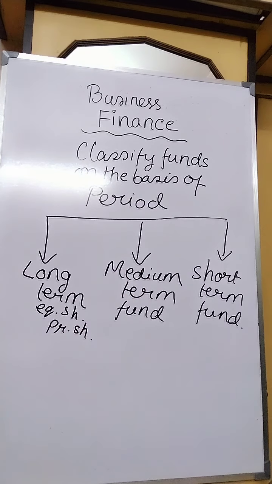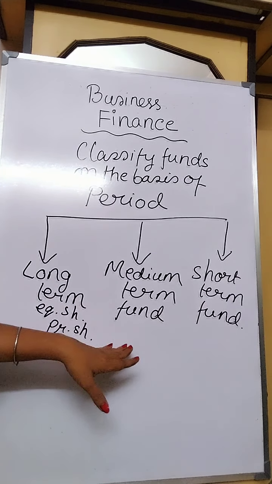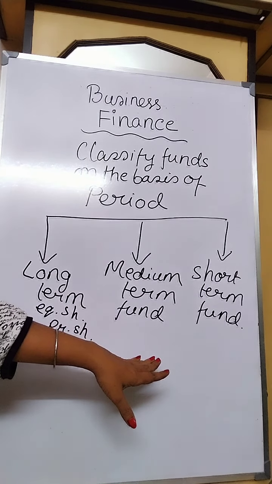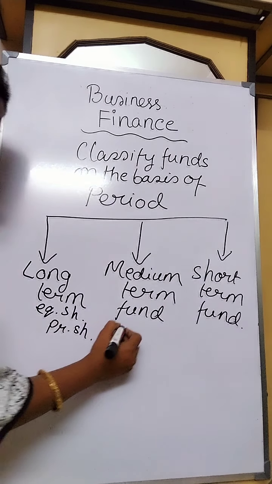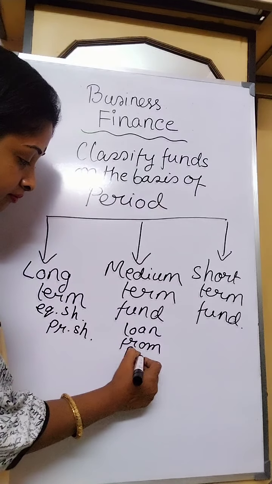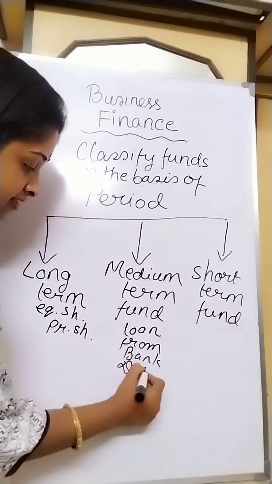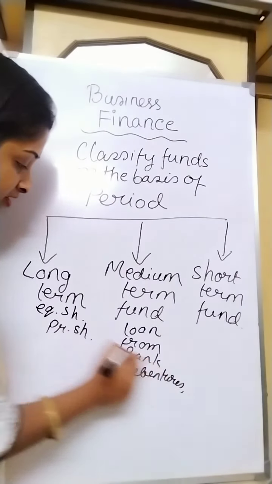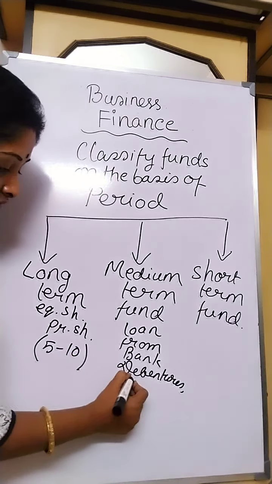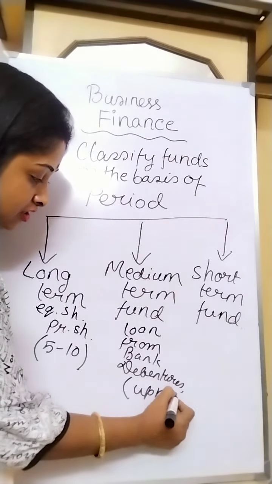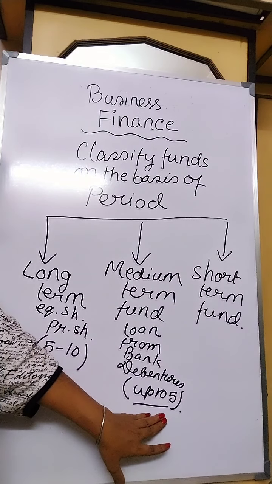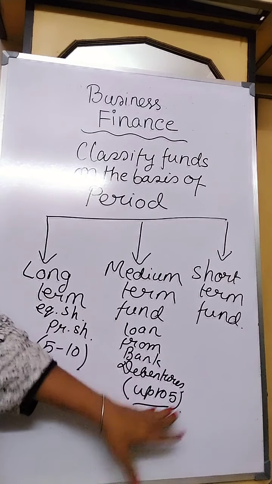Next comes the medium term fund. Medium term funds are required for upgrading technology and introduction of new products. The sources are loans from banks, debentures, etc. Funds are taken as a loan for up to 5 years. Five years is the time period, since it is based on time period.